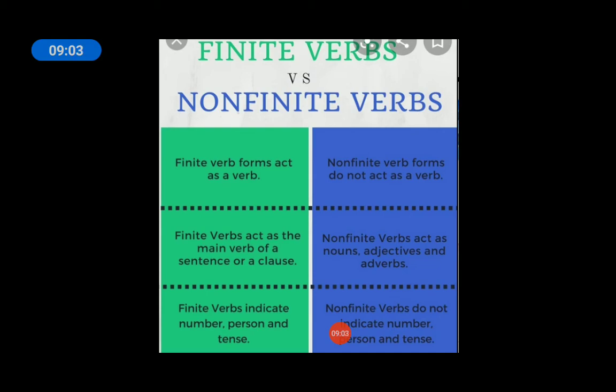You can never find a sentence without a finite verb, but you can sometimes find a sentence without a non-finite verb. That means non-finite verbs do not act as the main verbs. They act as helping verbs or other verbs in the sentence. Finite verbs act as main verbs in a sentence or a clause. On the other hand, non-finite verbs act as adjectives, nouns or adverbs in a sentence. So we learned that finite verbs indicate number, person and tense, and non-finite verbs do not indicate number, person and tense. This much is clear to you.